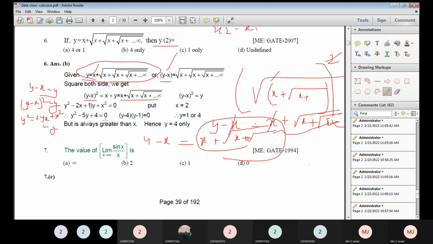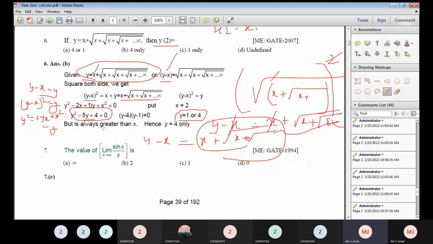Now substitute x is equal to 2, because we have to calculate y of 2. Y of 2 is nothing but the y value whenever x is equal to 2. So wherever x exists, you replace x by 2 and find the y value. After substituting x is equal to 2, we get the equation y square minus 5y plus 4 equal to 0. This is a quadratic equation. After simplifying, we get y minus 4 and y minus 1 is equal to 0. So we have two values, y is equal to 1 and y is equal to 4.